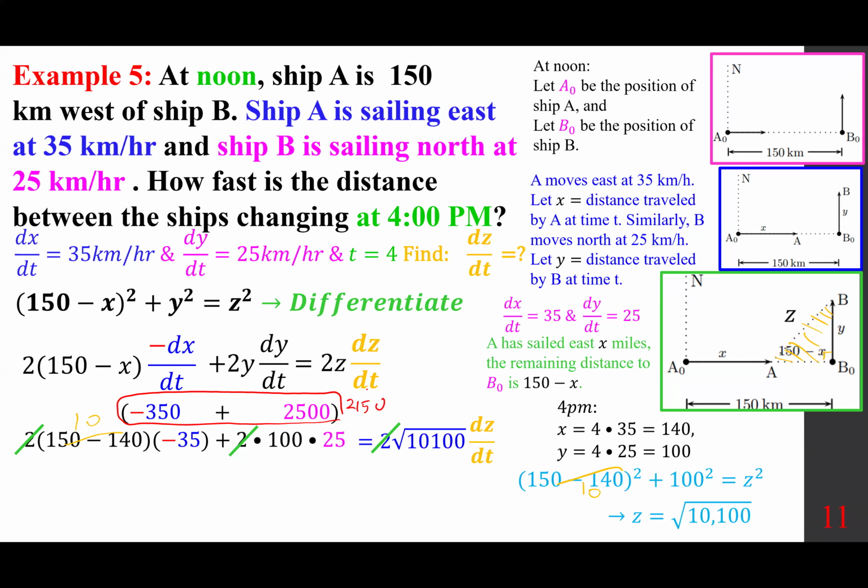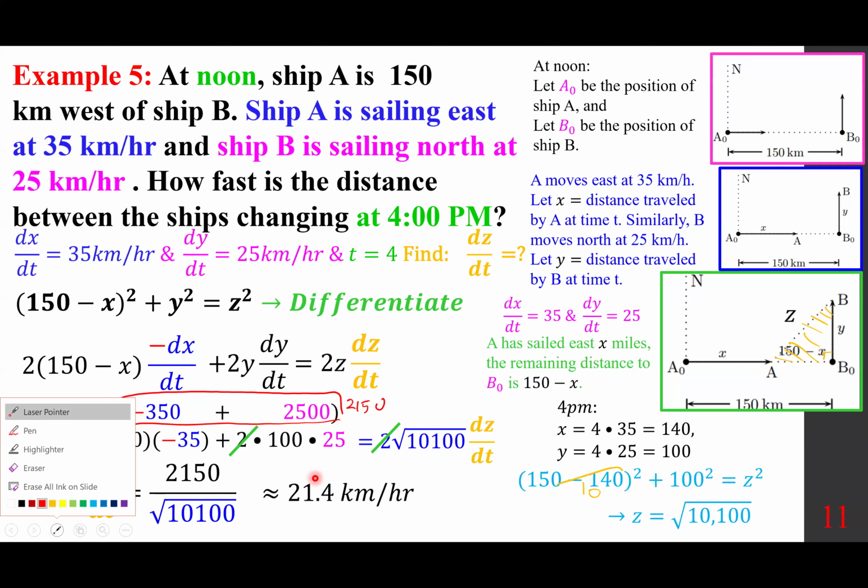So dz dt would be 2,150, everybody, divided by the square root of 10,100. And that's an exact answer. Put it into a calculator. You get 21.4 kilometers per hour.